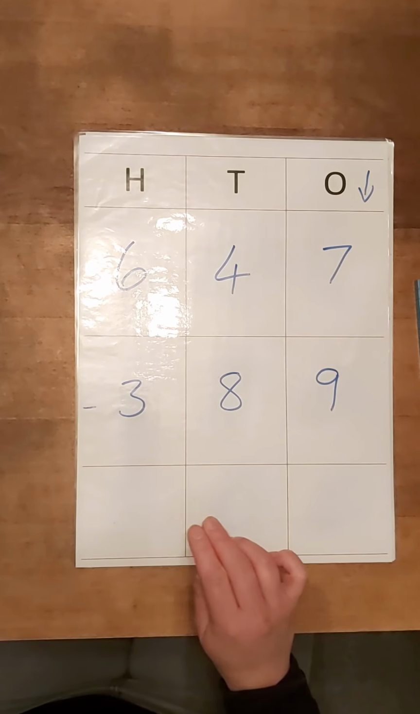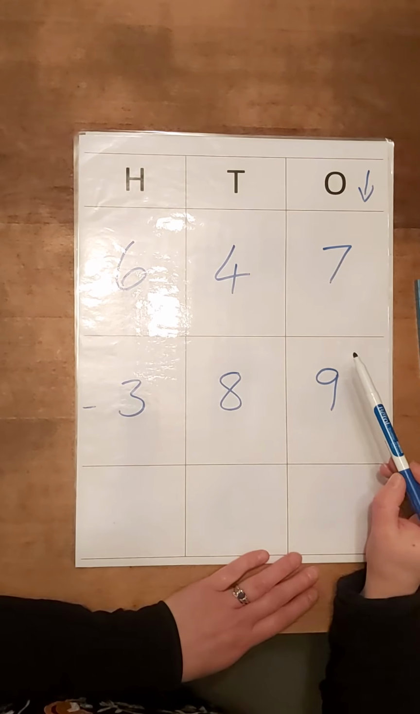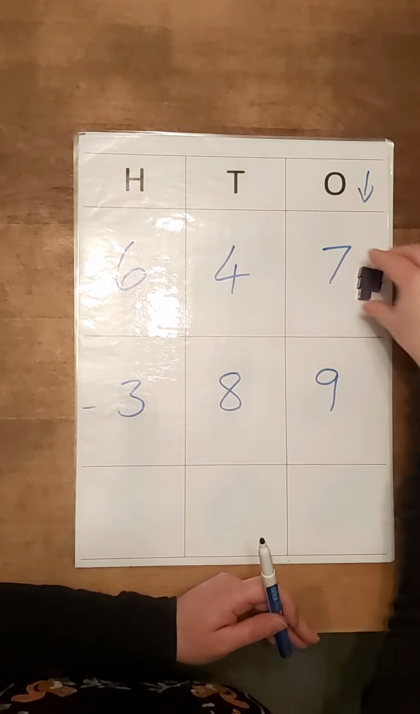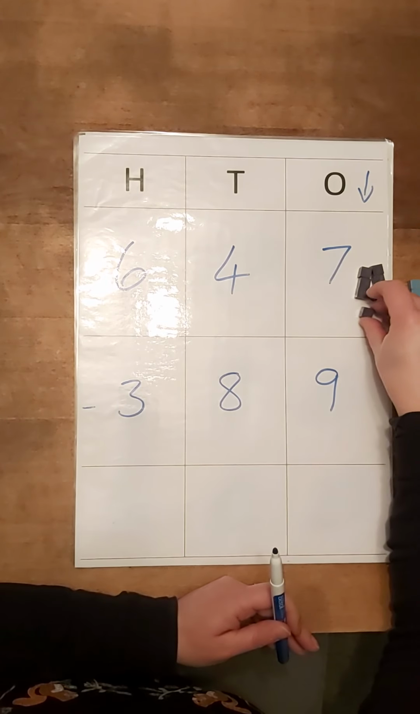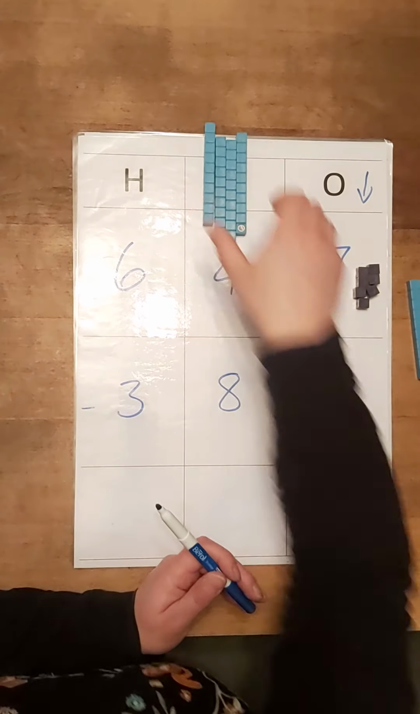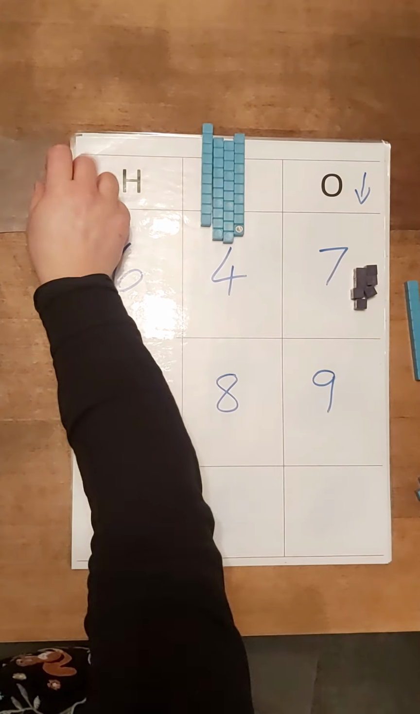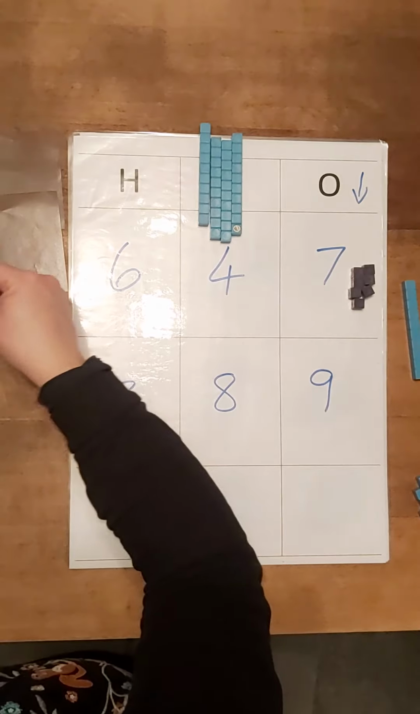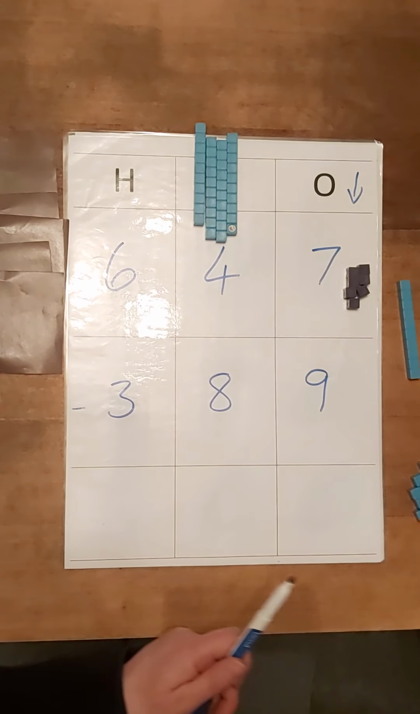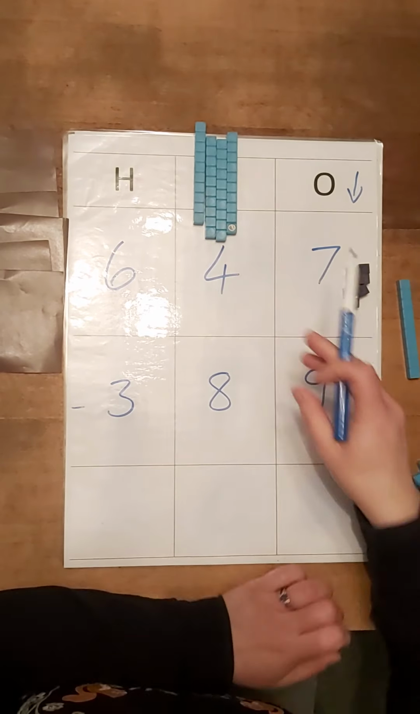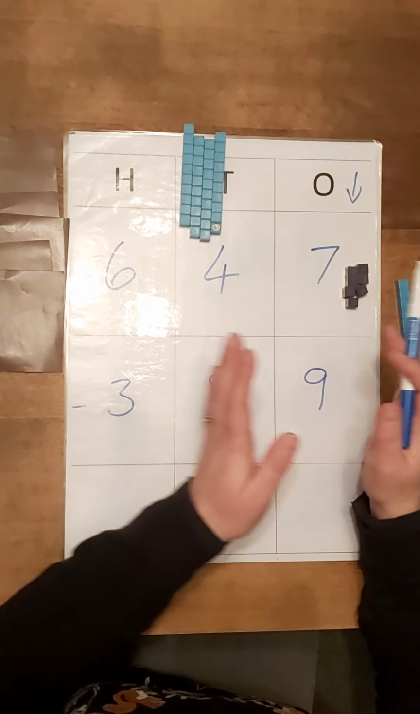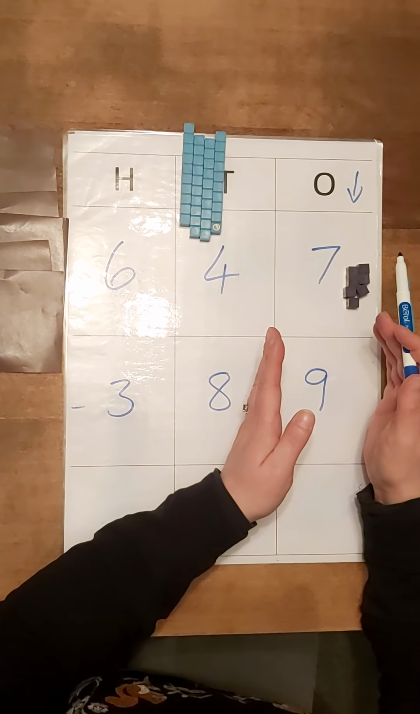So, we've got 647, and we're going to take away 389. So let's put those bits in. So there's the 7 there. Here's our 4 10s. And let's count out 1, 2, 3, 4, 5, 6 hundreds. All right. So again, we're going to do a column at a time. We're not going to worry about what's happening anywhere else, just in the column that we're doing.